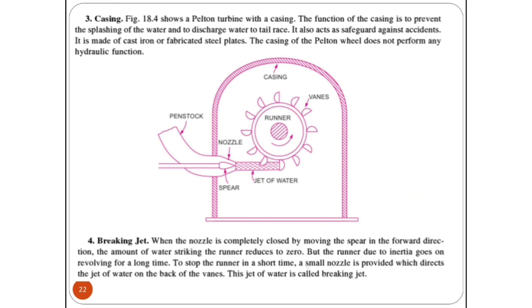When the nozzle is completely closed by moving the spear in the forward direction, the amount of water striking the runner reduces to zero, but the runner, due to inertia, goes on revolving for a long time. So to stop the runner in a short time, a nozzle is provided which directs a jet of water on the back of the vane. This jet of water is called the braking jet.